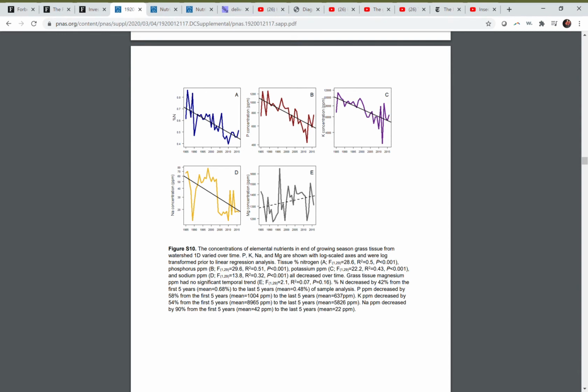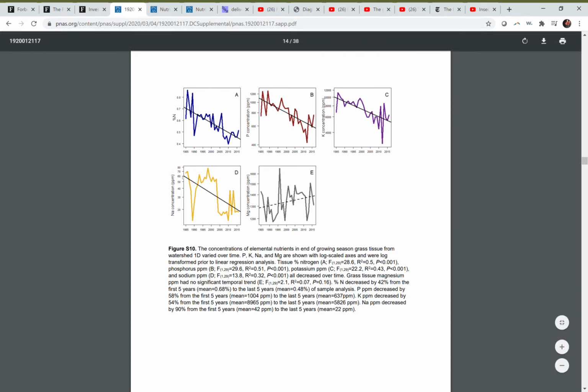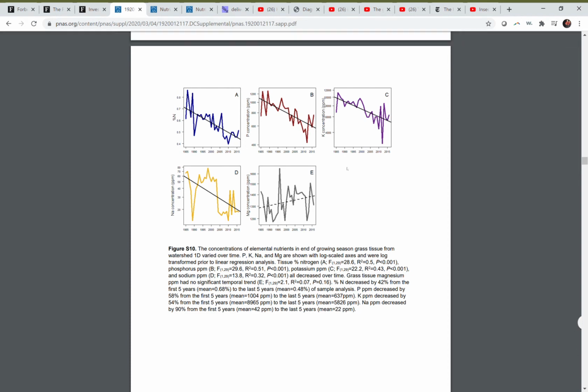So this is nitrogen content, which decreased from 0.7% to 0.4%, a 40% decline. Phosphorus went from 1100 ppm to 600 ppm, so phosphorus concentrations in grasses decreased by a factor of 2. Potassium concentrations went from 10,000 to just above 5,000, so potassium levels also went down by a factor of 2. Sodium levels went from 60 ppm to 20 ppm over the past 20 years, while magnesium concentrations increased. Why that's going on, I have no idea.